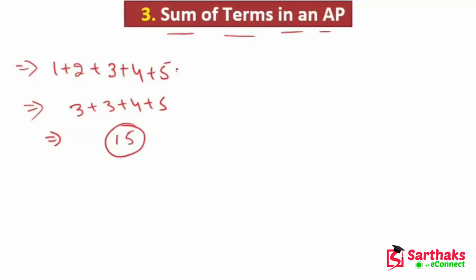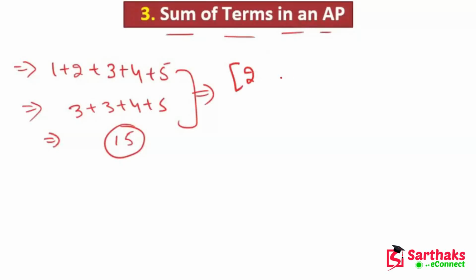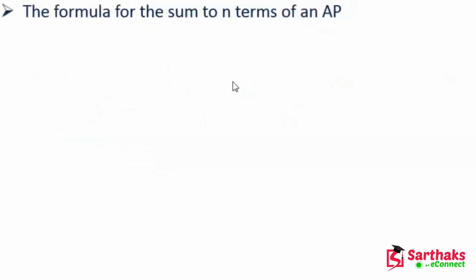But when this is a short AP, we can easily find the sum. When we have an AP like this, 2 plus 4 plus 6 plus 8 plus 10 and so on up to 254, we have to find the sum of this AP. So how can we find it? My dear friends, there is a formula to find the sum of this AP. Let's see what it is.